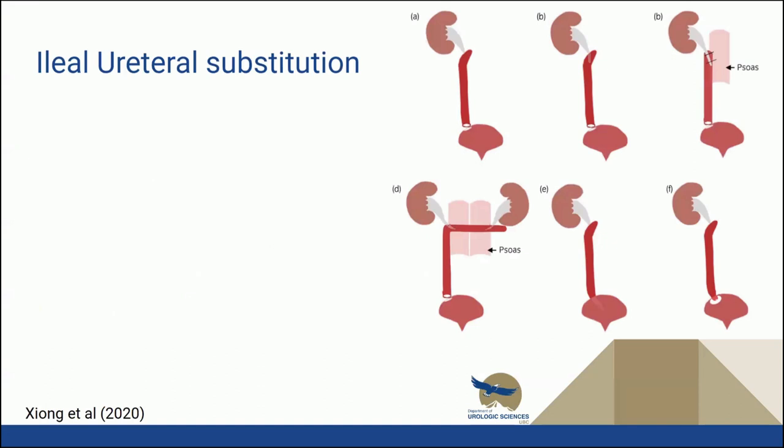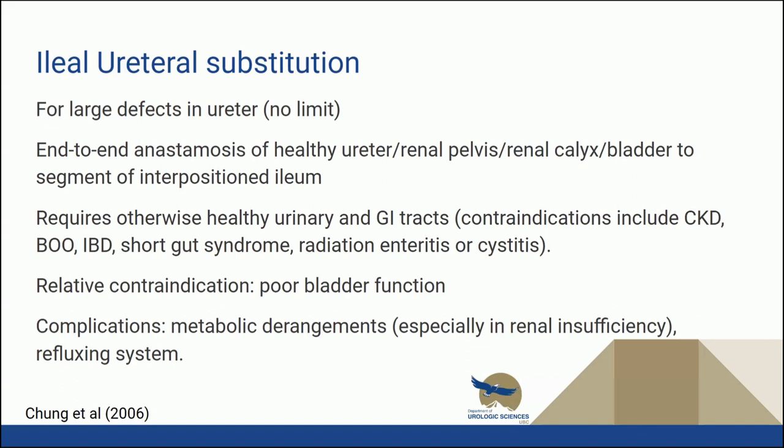So ileal ureter substitution is another way that can be used for ureteral repair. It's for large defects in the ureter with no theoretical limit in its length. It requires an otherwise healthy urinary and GI tract. Contraindications include CKD, bladder outlet obstruction, IBD, short gut syndrome, and poor tissues in the form of radiation enteritis and cystitis. Complications would be metabolic derangements due to reabsorption of the urine, as well as having a refluxing system, increasing your risk for infection.